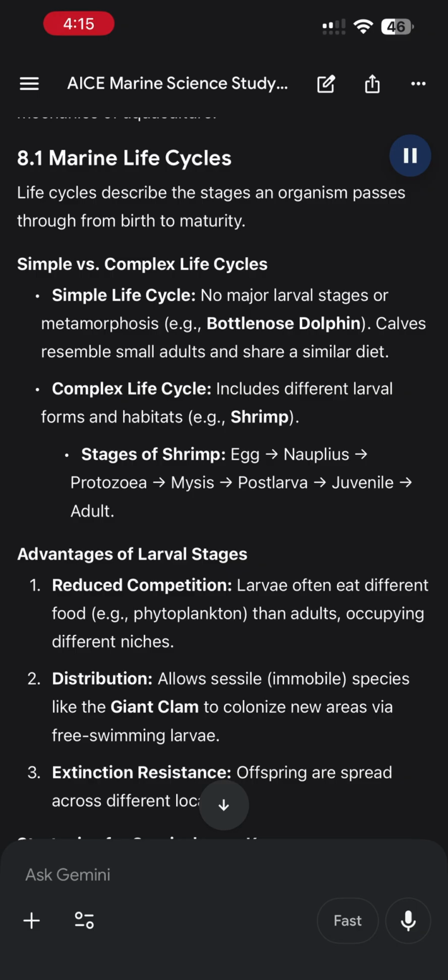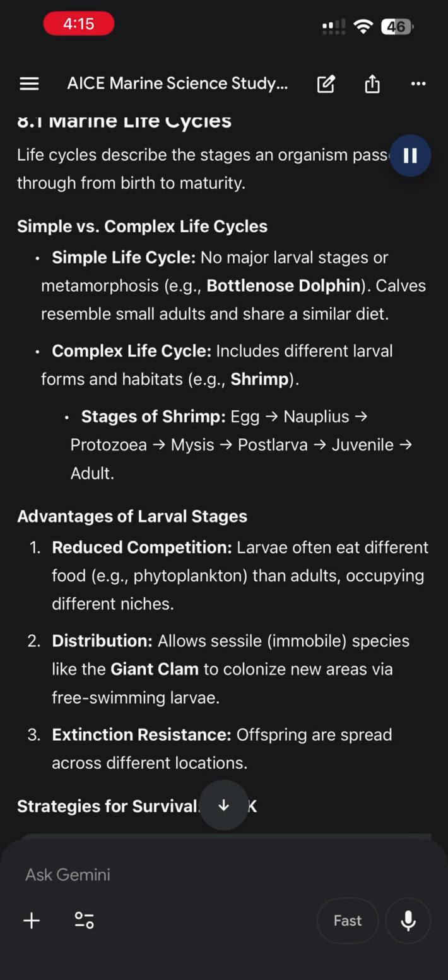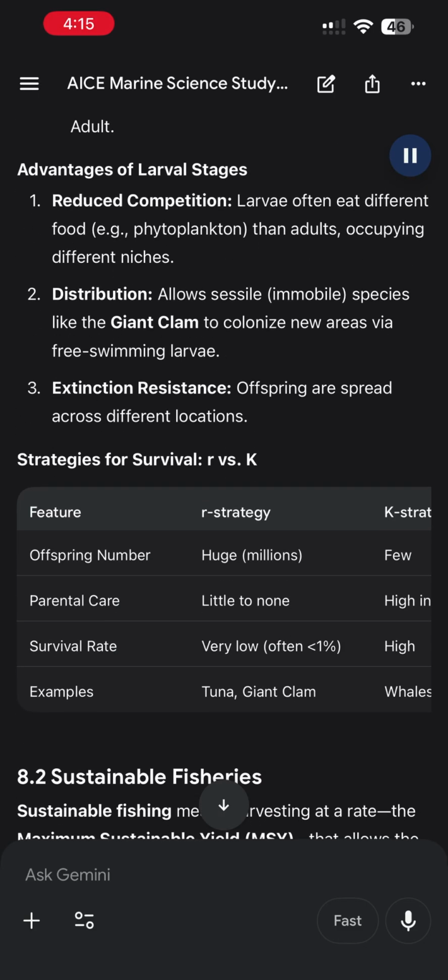Stages of shrimp: egg, nauplius, protozoea, mysis, post-larva, juvenile, adult. Advantages of larval stages: 1. Reduced competition. Larvae often eat different food, e.g. phytoplankton, than adults, occupying different niches.